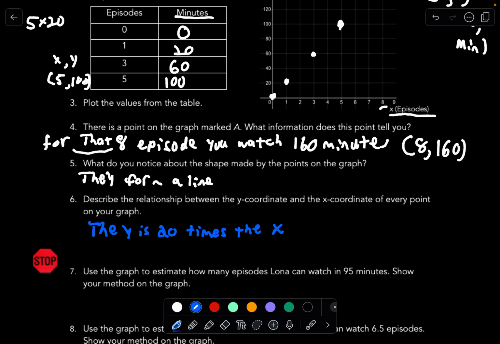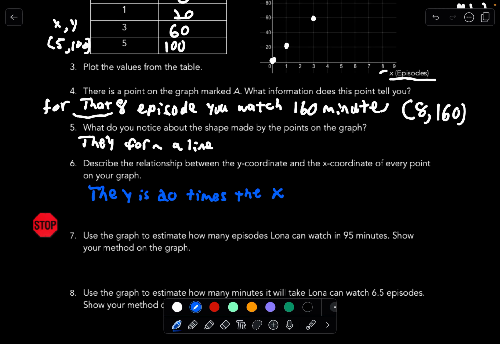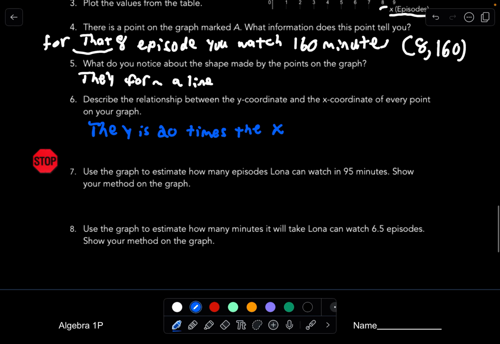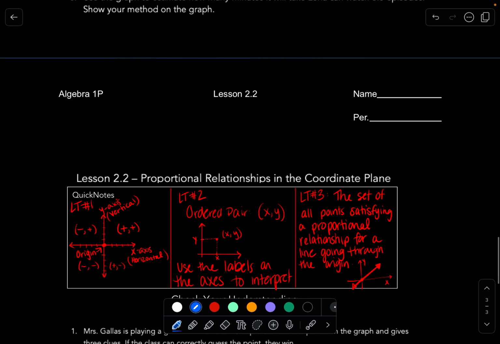Now, use the graph to estimate how many episodes Lona can watch in 95 minutes. Show your method on the graph. So on number 7 and 8, please pause the video and see if you can do it, and then I'll come back and show you how to do it. So please pause the video.